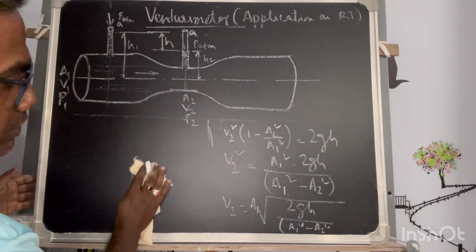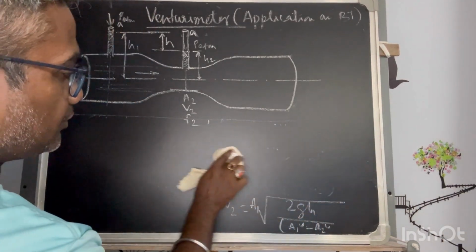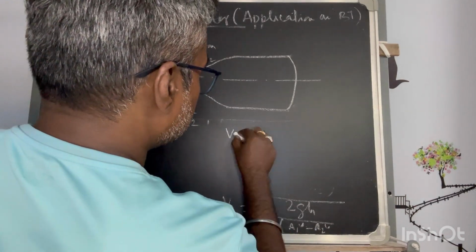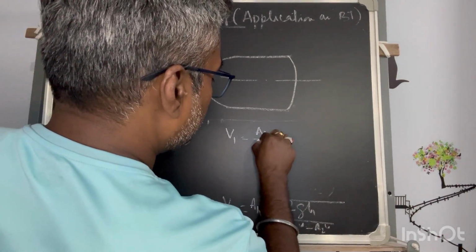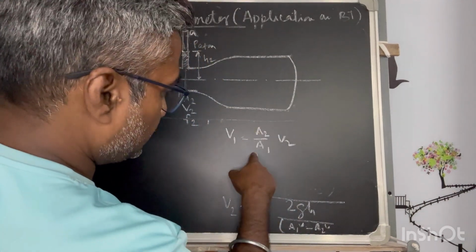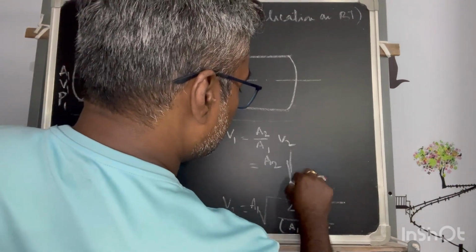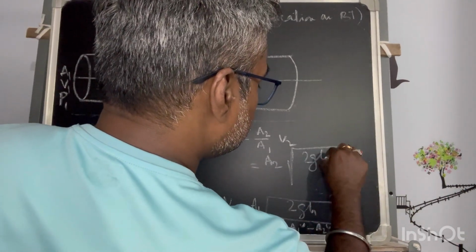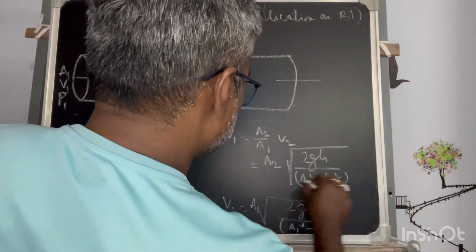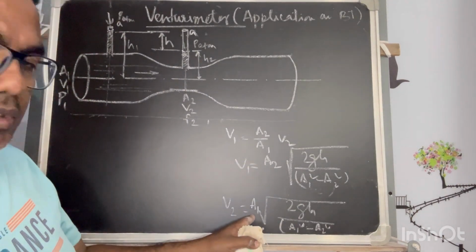Similarly, if I want to represent it in the form of V1, given this is V2, what will be your V1? It is A2 by A1 into V2. So, putting A2 by A1, the only difference you will get is A2 into the other thing, which will be the same, 2GH by A1 square minus A2 square. This will be your V1. So for V1 it will be A2, for V2 it will be A1.